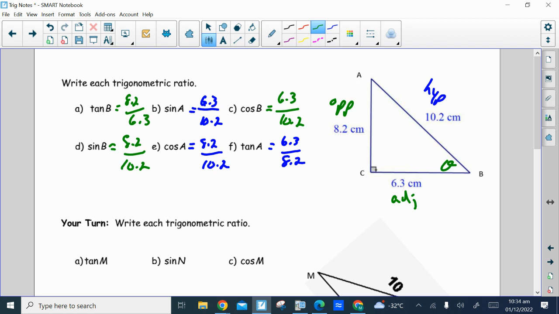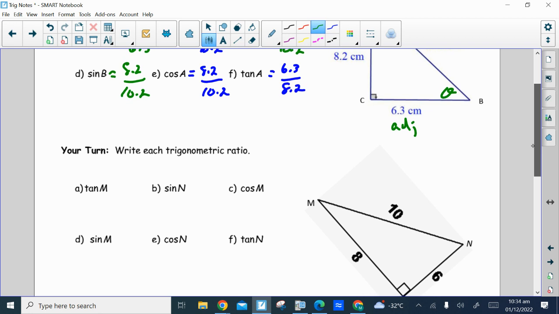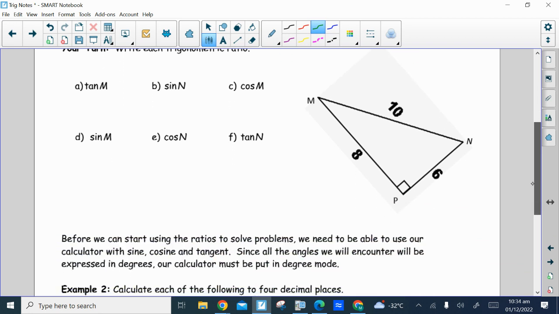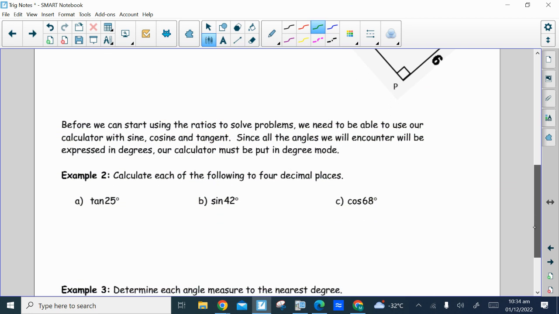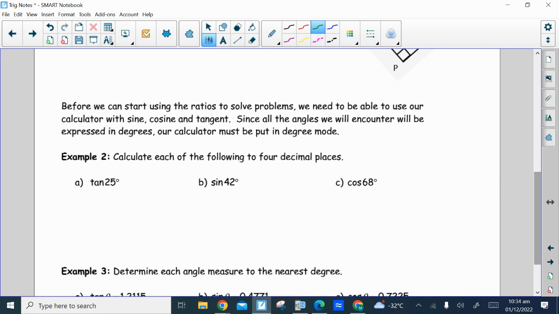Are we good with this? Do we need to do the next one as well, or are we good? Thumbs up? Okay. So before we start using these to solve problems, we need to be able to once again use our calculator with sine, cos, or tangent. Since all the angles we encounter will be expressed in degrees, we must be in degree mode. We've already talked about that.